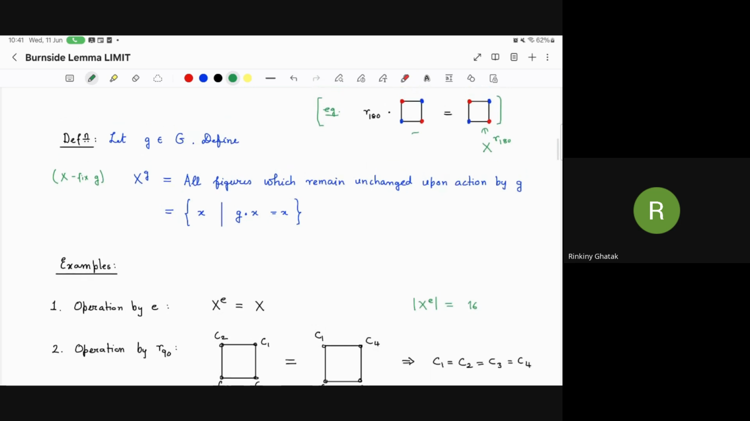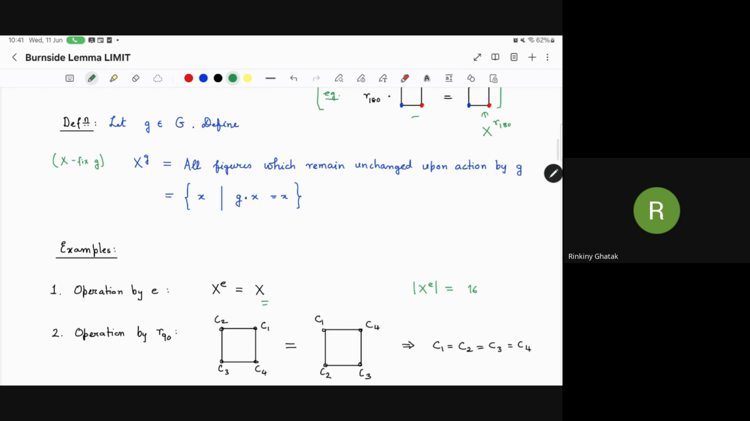If I ask you what is X E, what are the figures which remain invariant under doing nothing? Well, every figure. So X E is just X. It's the whole set. It's a set of all figures. And the cardinality hence is 16, as we had before.